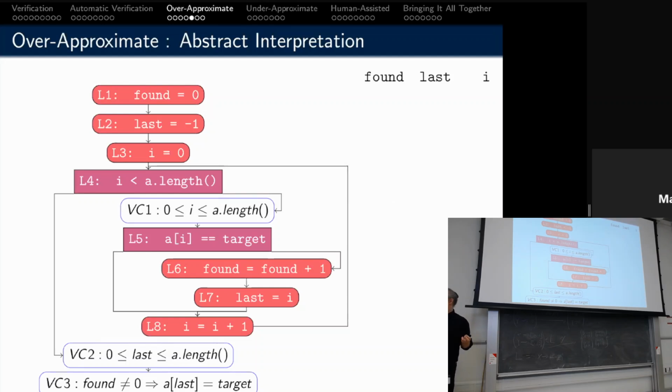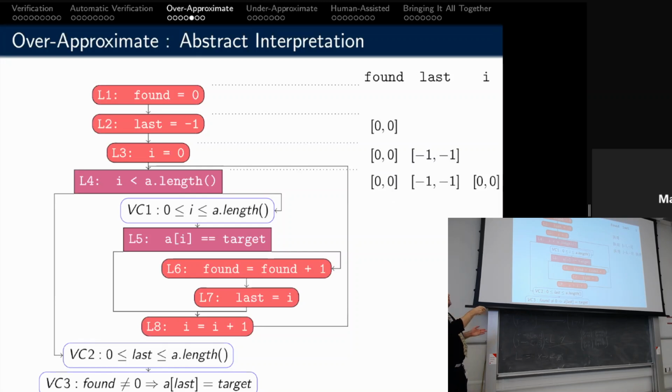So let's do it. To start with, we're going to start out with there being no value: this variable has not been declared. After the first statement, we're going to store a set of intervals for every program location. So we've got an interval for found, which is 0, 0. You can guess what we're going to do next: an interval for last, which is -1, -1, and I, which is 0, 0. I've just said these are constants, and I've said it in a fancy way.